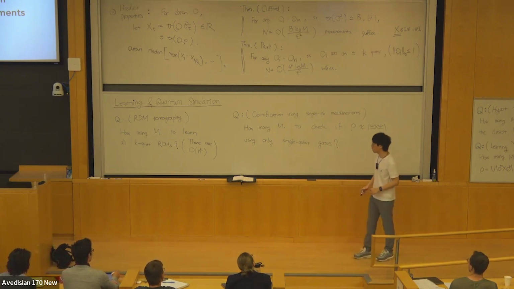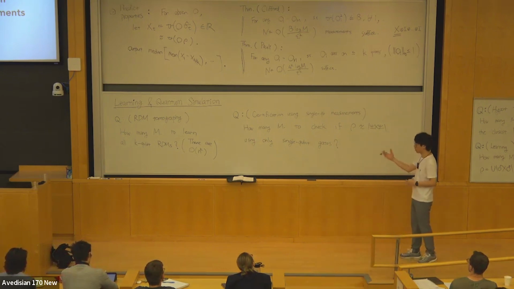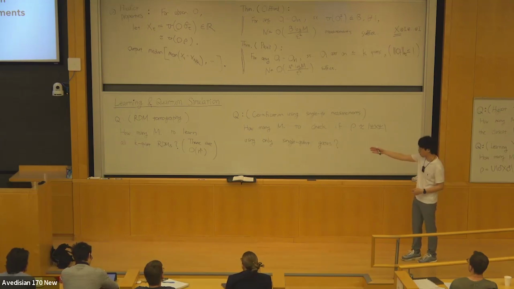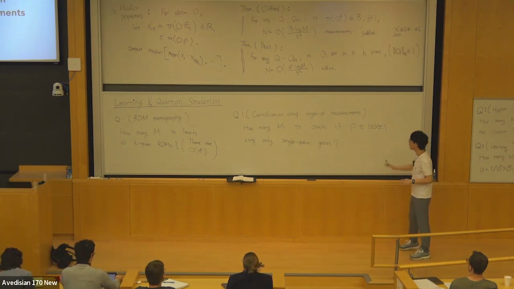So it only requires 4 to the k log n in order to learn all the k-body RDMs, where one could also compare it to the naive strategy of just measuring individual RDMs, that would require order n to the k, which would be exponentially bigger than what one would get from this theorem. So that's great.